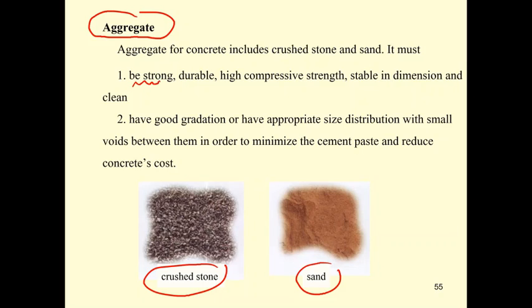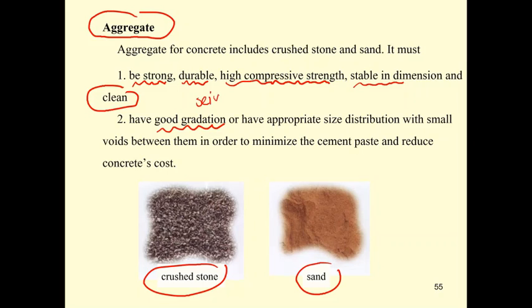The aggregate must be strong, durable enough, and have high compressive strength, which is compatible with the cement paste, and its dimension must be stable and it must be clean. Okay, the aggregate should not have soil or waste or some plant grass inside it. You have to clean the aggregate first before we use it if it's mixed with soil. Okay, and very important, aggregates must have good gradation.